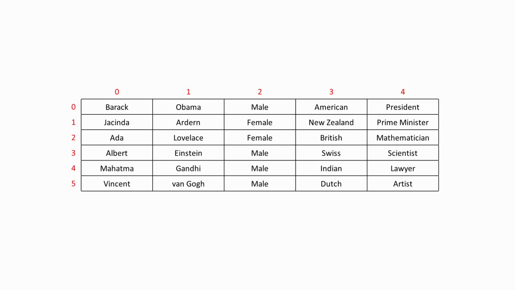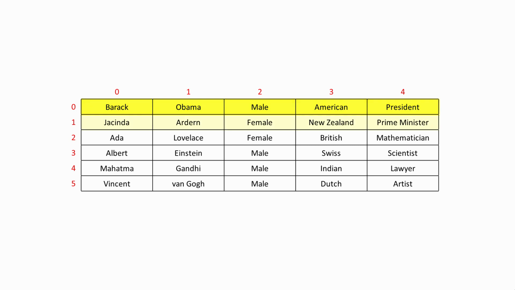If you're going to write code to create and manipulate a two-dimensional array variable, it's essential that you can visualize the data you're working with. Very often, a two-dimensional array variable is used to store groups of related data items, like the data you can see here. A two-dimensional array can therefore be thought of as a table. These are the data we're going to use in this video.